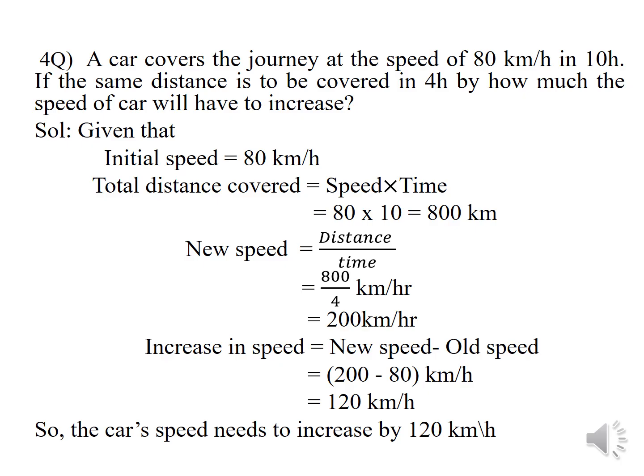Now we need to find out the increase in speed. Formula is new speed minus old speed. New speed is 200 kilometers minus initial or old speed is 80 kilometers per hour. After subtracting these two, we got 120 kilometers per hour. Finally, the car speed needs to increase by 120 kilometers per hour.